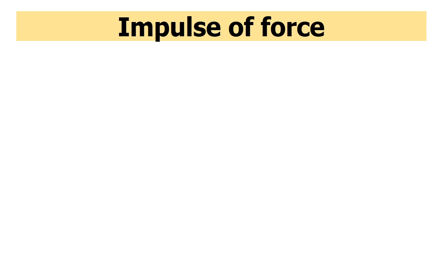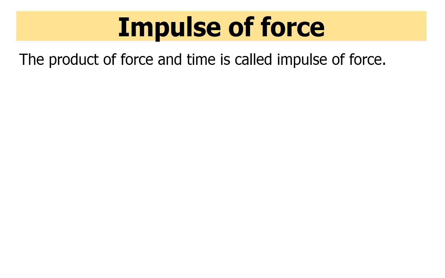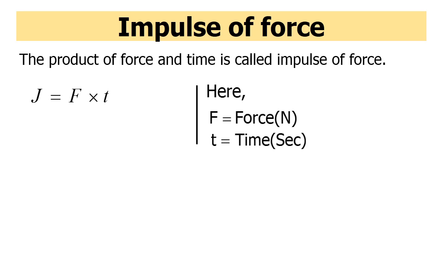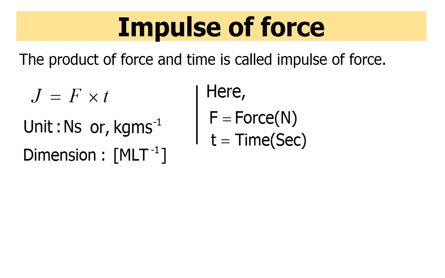Impulse of force. Impulse of force means the product of force and time. Impulse of force is denoted by J. So J equals F cross t. Here F means force and t means time. So the unit of impulse of force is Newton second or kg meter per second. You should memorize both units because it's important for your MCQs. And the dimension is M L T inverse 1.